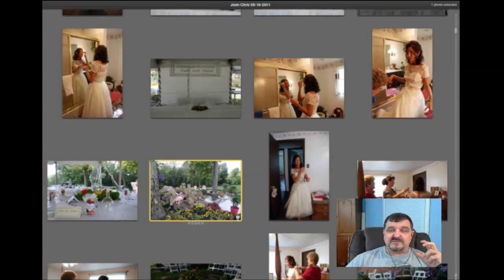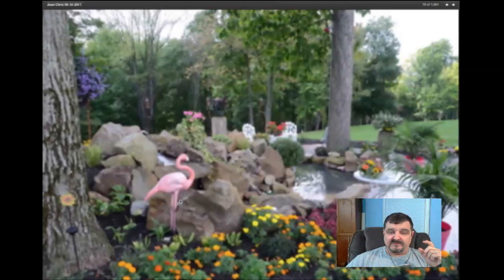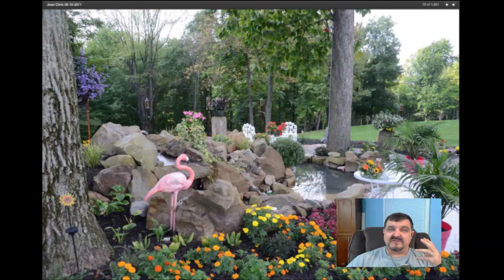Then we started to capture where the ceremony is going to be. Sort of like this. This is where the ceremony is going to be at.